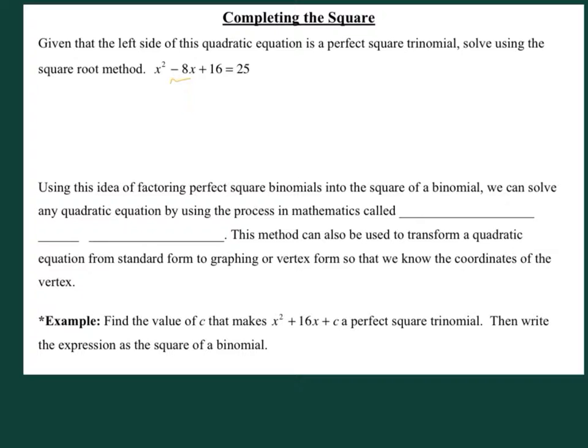So here's our first intro example. Given that the left side of this equation is a perfect square trinomial, solve using the square root method. So we're going to factor this left-hand side. I know that x times x will give me x squared. I need to multiply to 16 but add to negative 8. So I want negative 4 and negative 4.